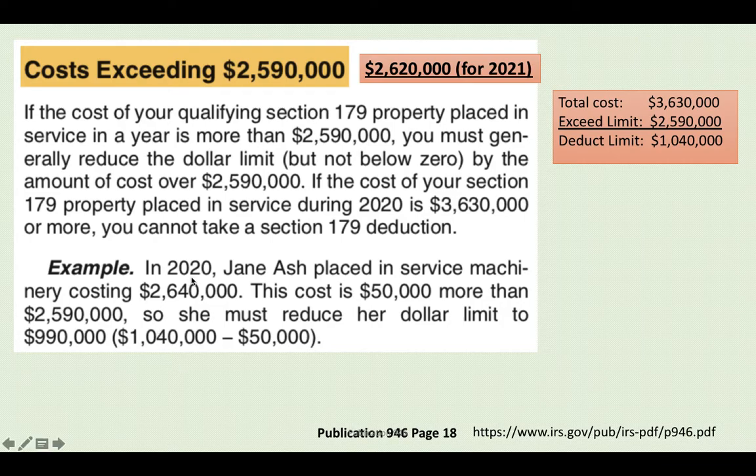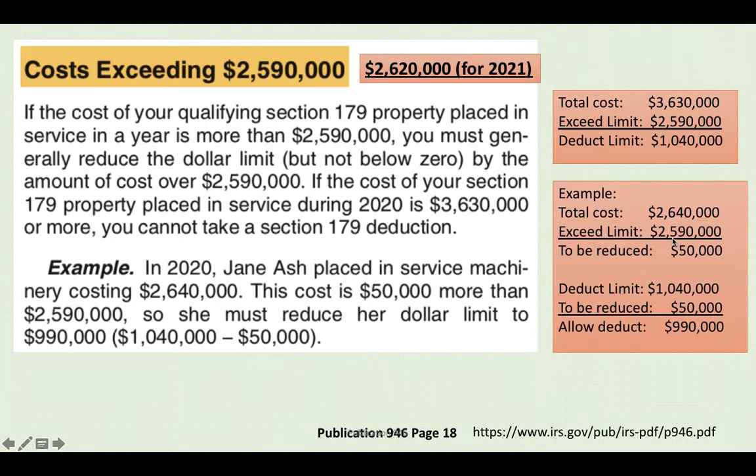Here is a little example. In 2020, June placed in service a machine costing 2.64 million. This cost is 50,000 more than the limit, so she must reduce the dollar limit to 990,000. So the total placed in service is 2.64 million, and the limit is 2.59 million. How much exceeded? 50,000 exceeded. That $50,000 is used to reduce your deduction limit to $990,000. So the maximum she can expense under 179 is $990,000.